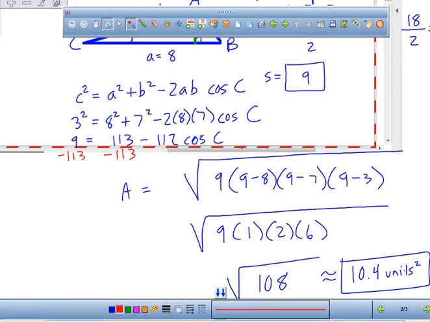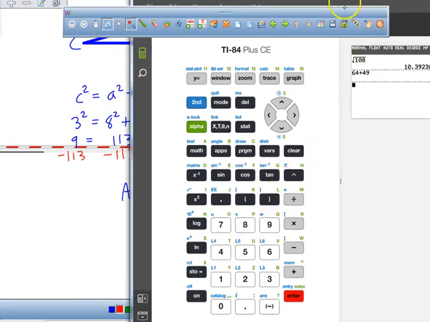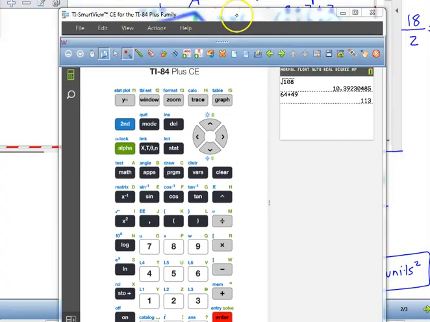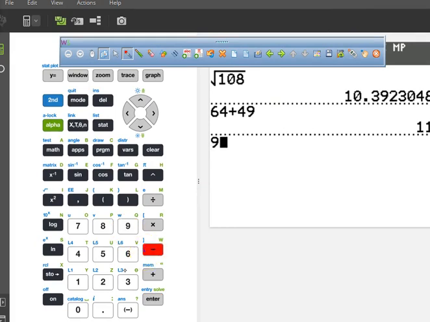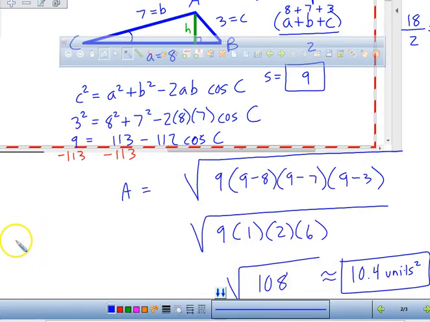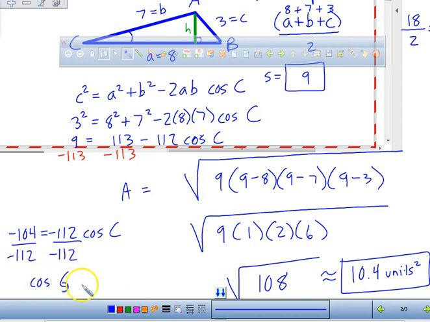All right, so we have 9 minus 113, which gives us negative 104, equals negative 112 times the cosine of C. Divide both sides by negative 112, and you get the cosine of C equals whatever 104 divided by 112 is.